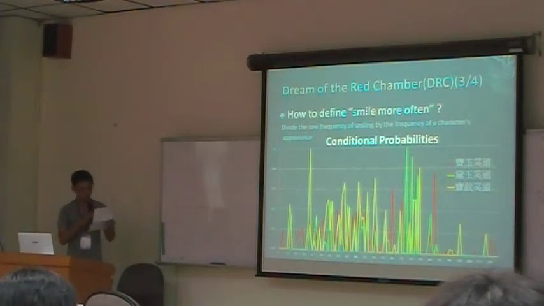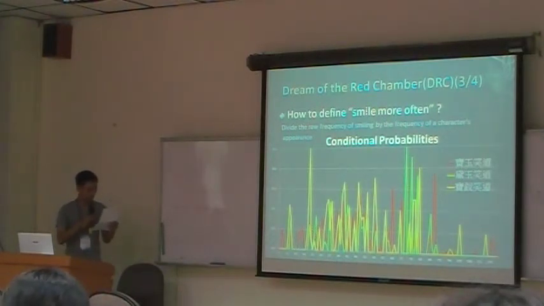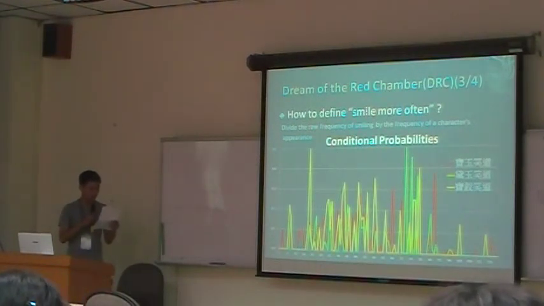The reason is quite simple. A person is more likely to smile if he appears more frequently. Indeed, a more basic question before we try to answer the original question is how we define smiling more often. A conceivable alternative to the raw frequency of smiling is to divide the raw frequency of smiling by the frequency of the character's appearance.